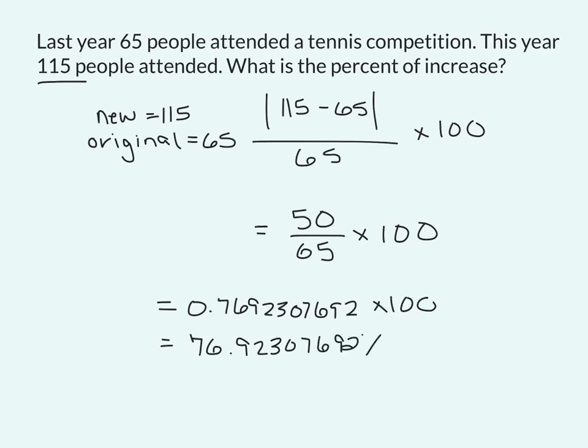76.92307692%. And we're going to round to 2 decimal places. So we'll look at the 3. Since 3 is less than 5, we leave the 2 as is. So our percentage is 76.92%. And that's our final answer.